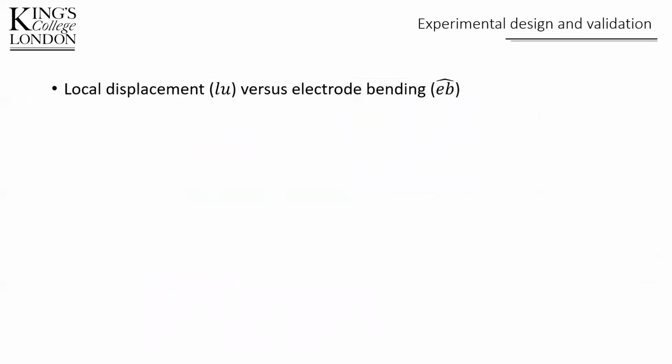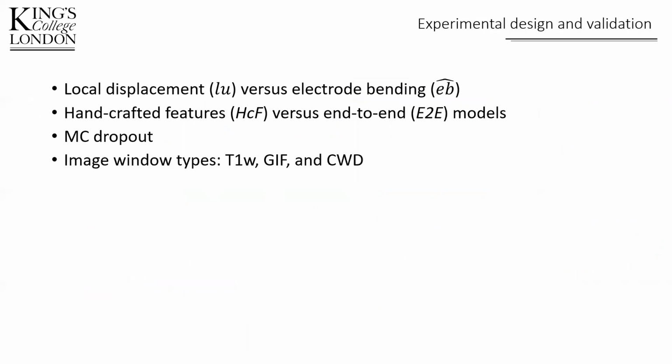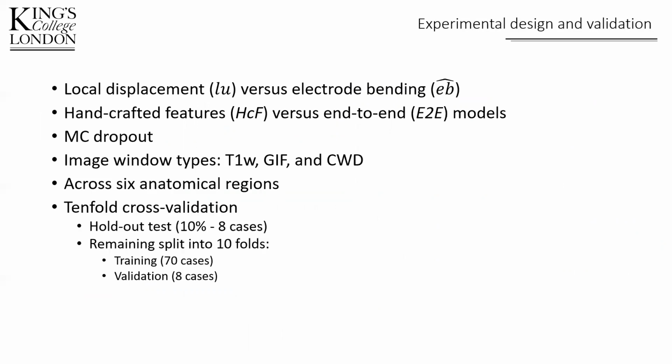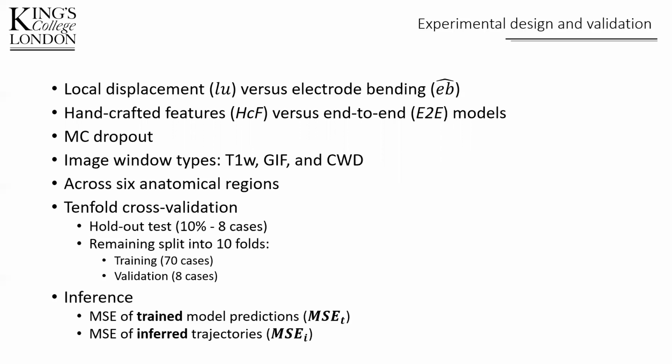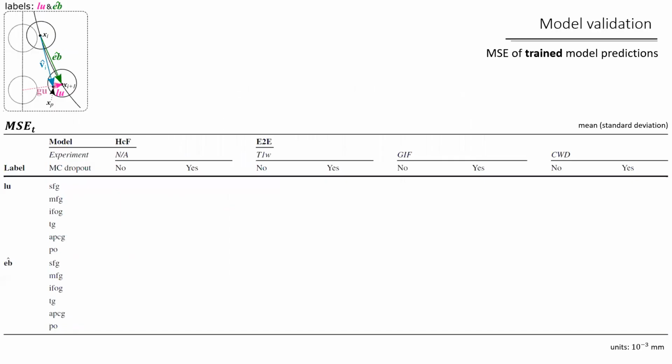In this work, we studied the predicting performance of local displacement and electrode bending in handcrafted features and image-based models. And we evaluate the benefit of quantifying uncertainty and study 3 distinct types of inputs for the image-based approach across 6 anatomical regions. We perform tenfold cross-validation and report the MSE of label predictions and MSE of the inferred trajectories. Let me show you some of our results.